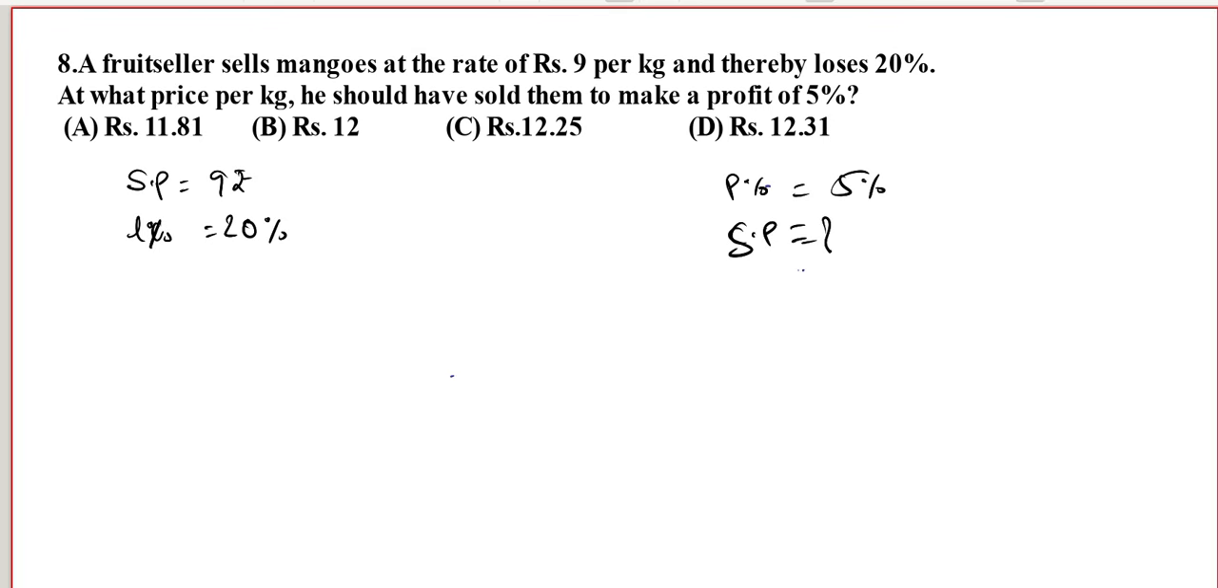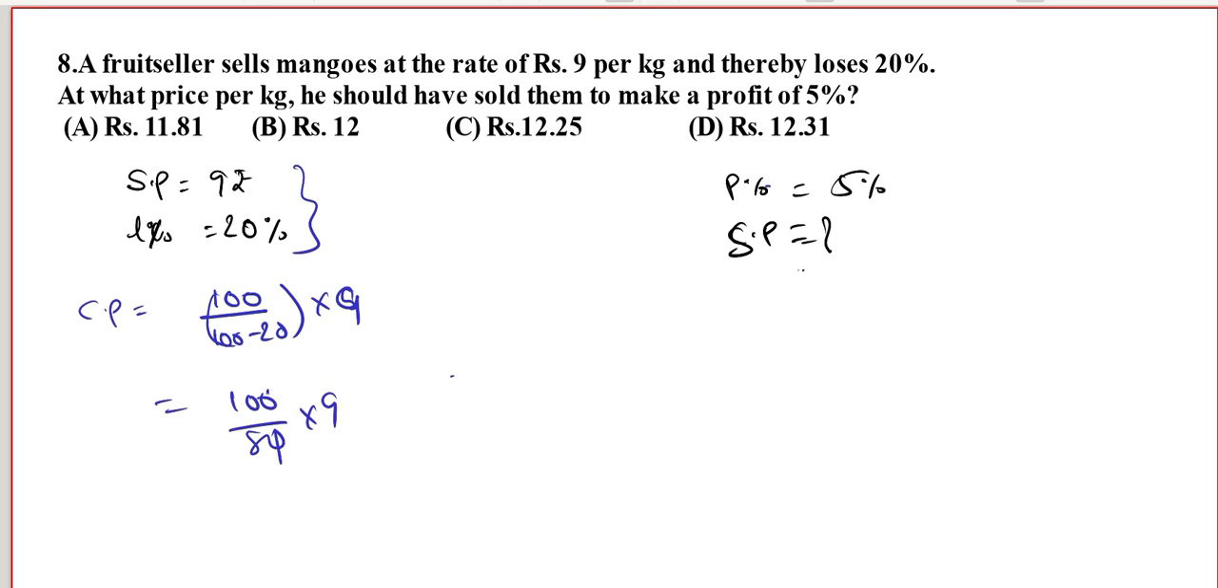Firstly, we need to find the cost price, using the first case. The cost price is obtained by 100 by (100 minus loss percentage) into selling price. That is 100 minus 20, into the selling price, which is 9. So this is 100 by 80 into 9. The zeros get cancelled.